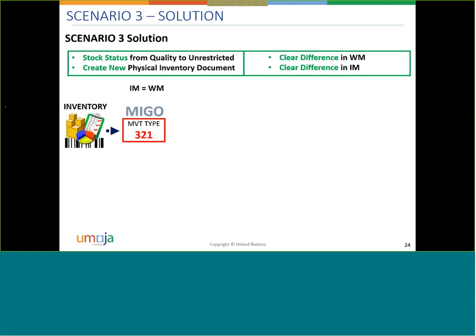Remember, this is the visual response. So again, movement type 321 just to change the status, right? So posting change area 922 now from quality to unrestricted. Okay, Q to U.